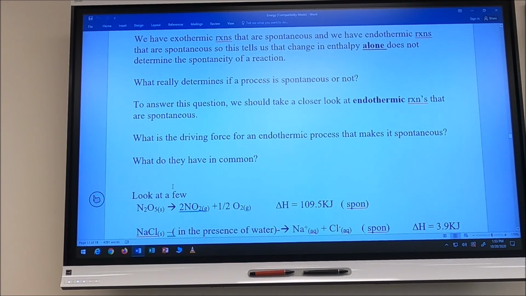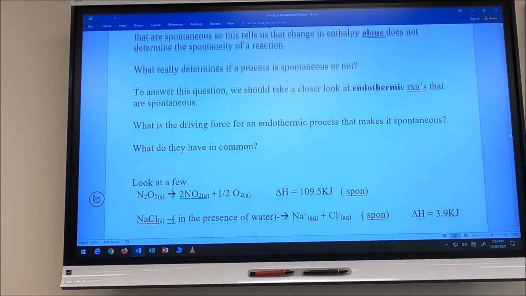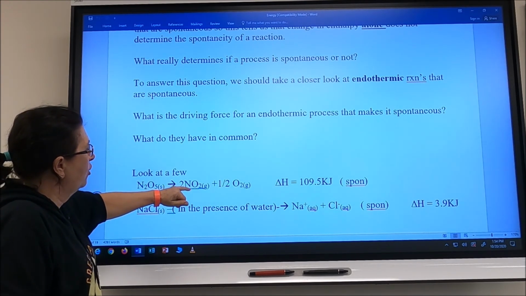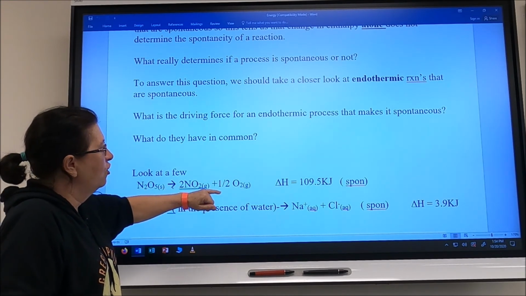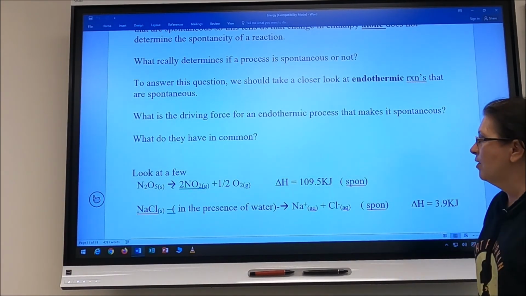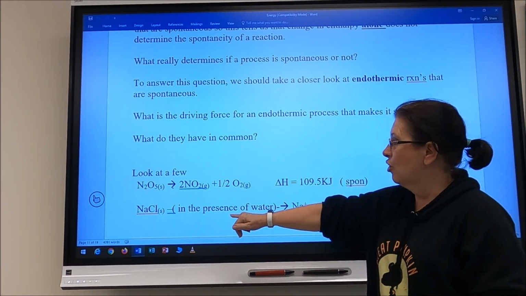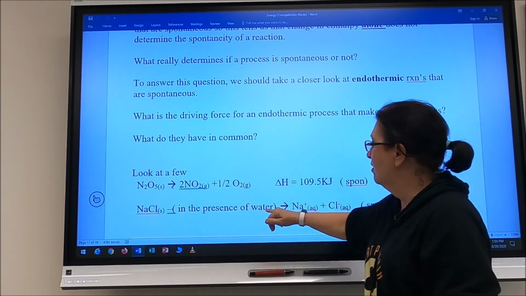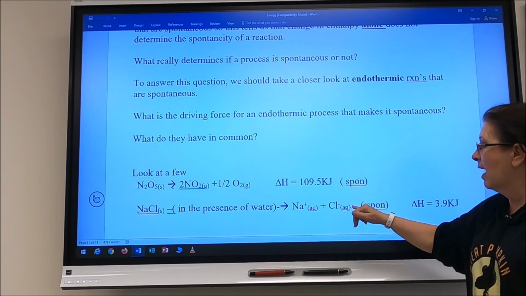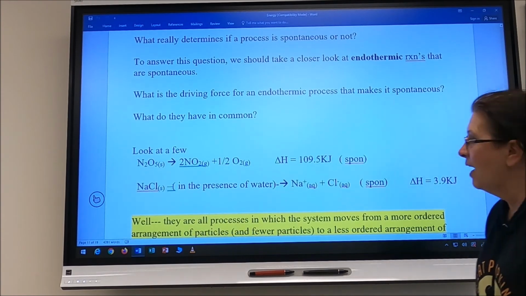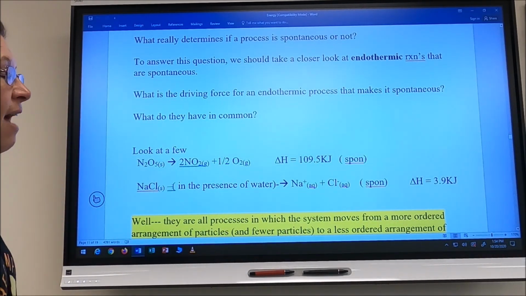So let's look at a couple of things here and see if we can get a window into what's going on. Dinitrogen pentaoxide decomposes into 2 nitrogen dioxides and half a mole of oxygen and has a delta H of 109.5 kilojoules. It's endothermic and it's spontaneous. Just like I mentioned earlier, sodium chloride solid in the presence of water gives sodium ions aqueous and chloride ions aqueous. It's spontaneous. Delta H is 3.9 kilojoules. Now, if I look at these two things, I want to know what they have in common that might help explain why it's spontaneous.